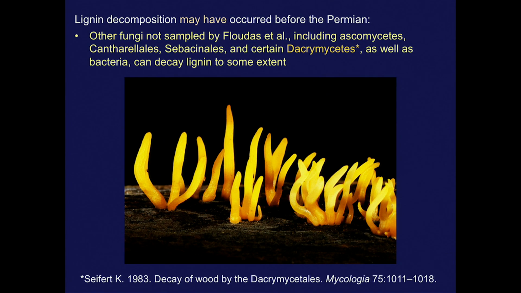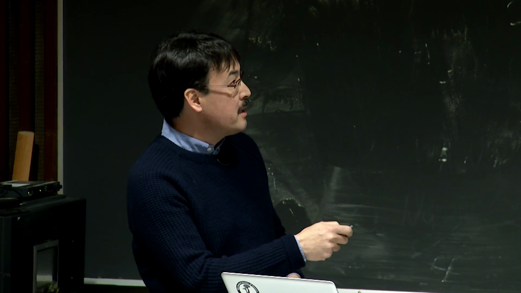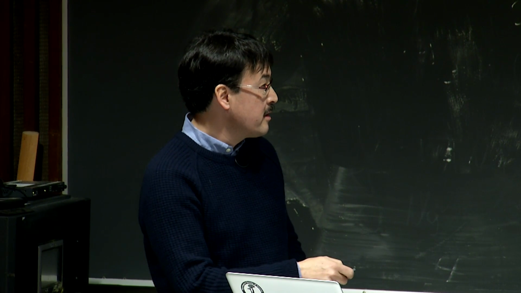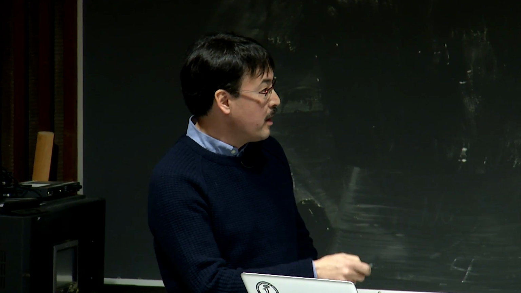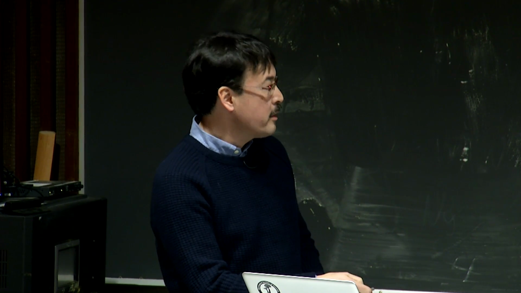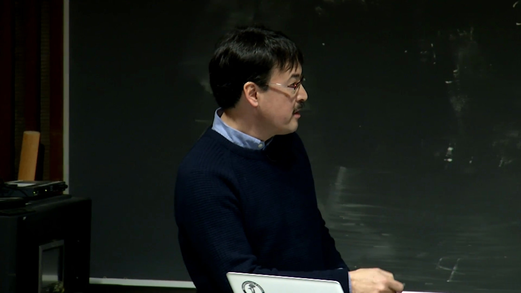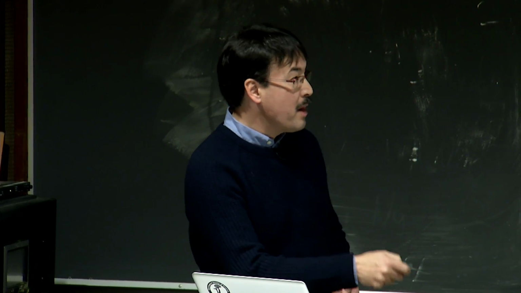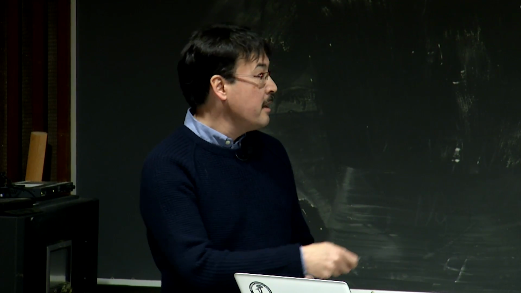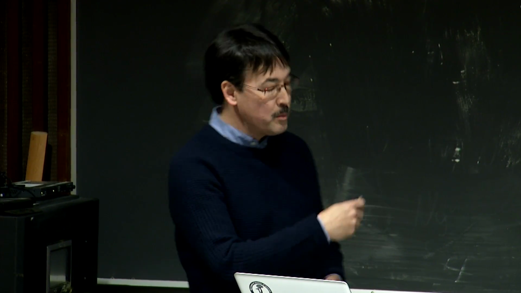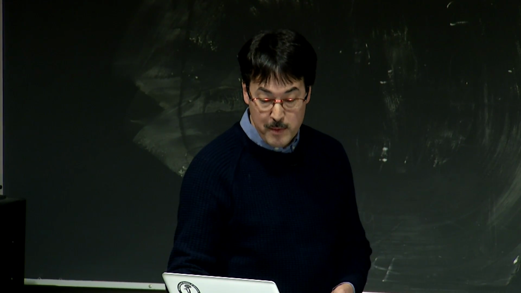Also, there are other fungi besides white rot agaricomycetes that may degrade lignin. So some of the fungi we didn't sample, some early diverging agaricomycetes, certain dacrymycetes, ascomycetes, bacteria could decay lignin to some extent. This is a dacrymycete fungus, a thing called Calocera, rather. A paper in 1983 suggested that members of this genus might have some capacity to decay lignin. It's the sister group of the agaricomycetes, and that would push lignin decomposition back.